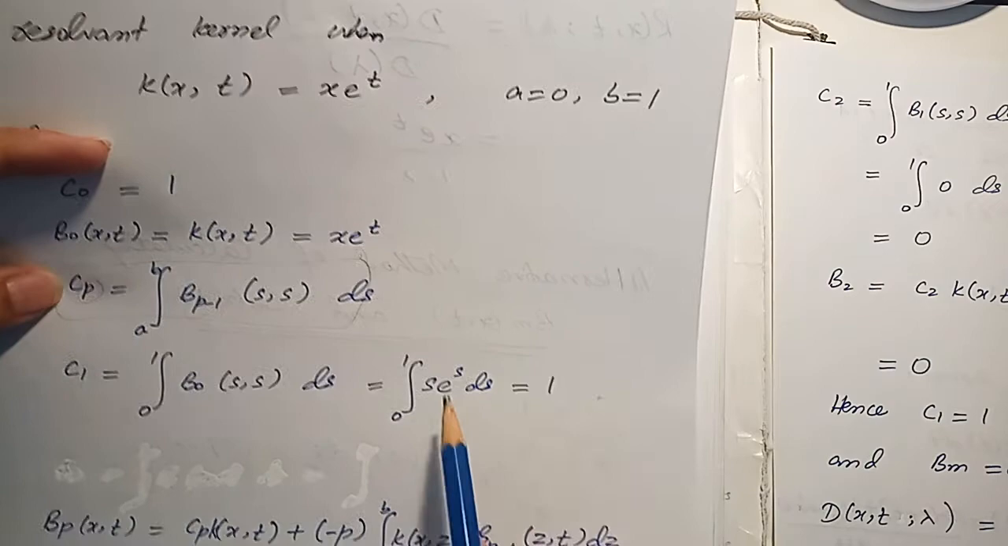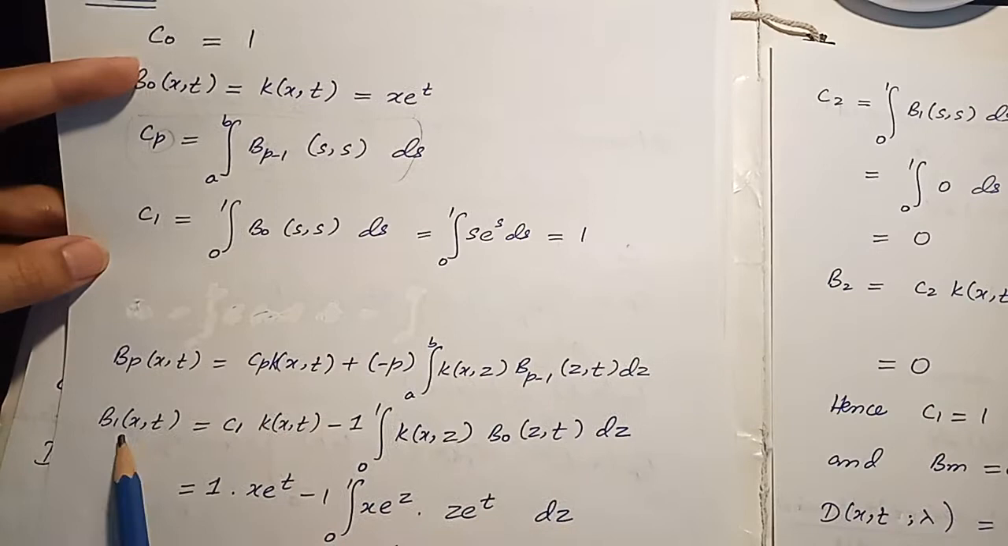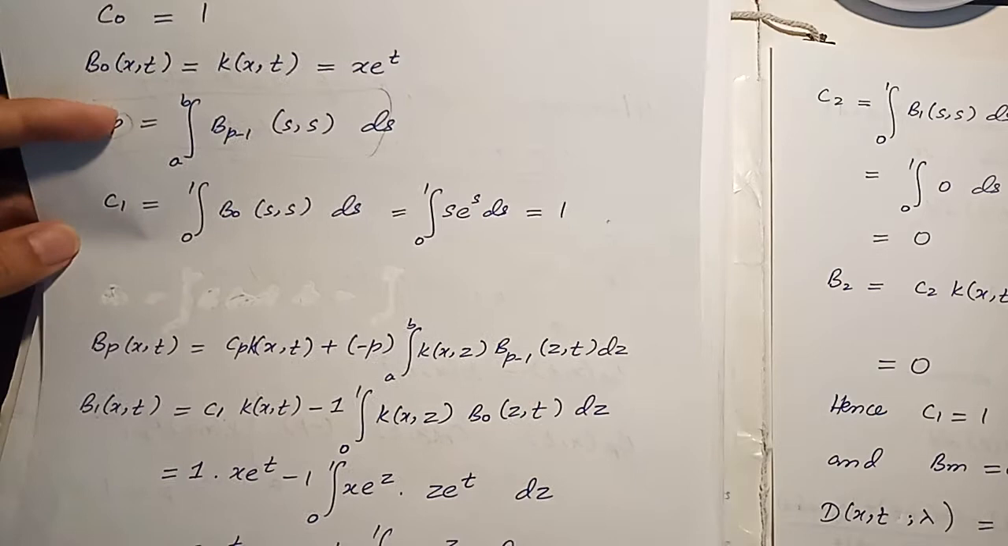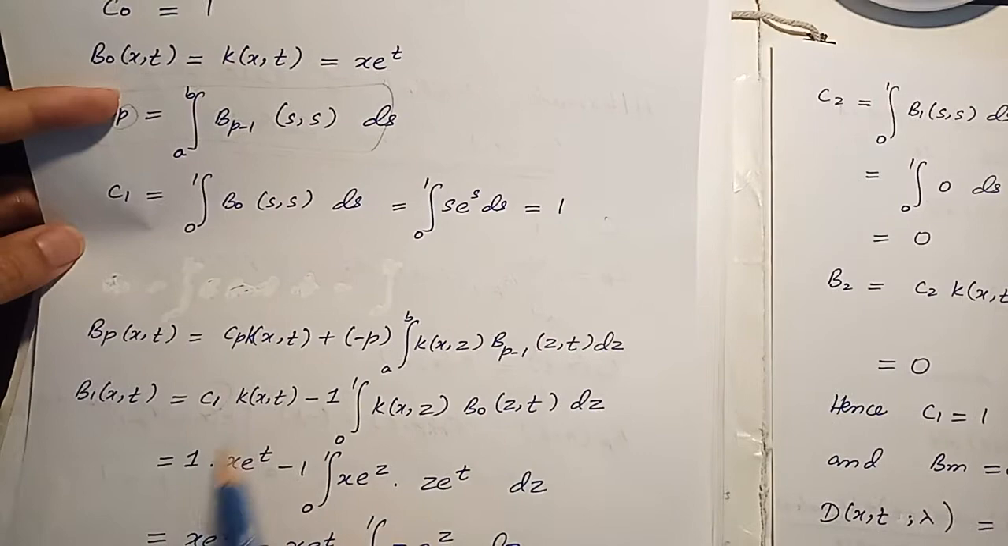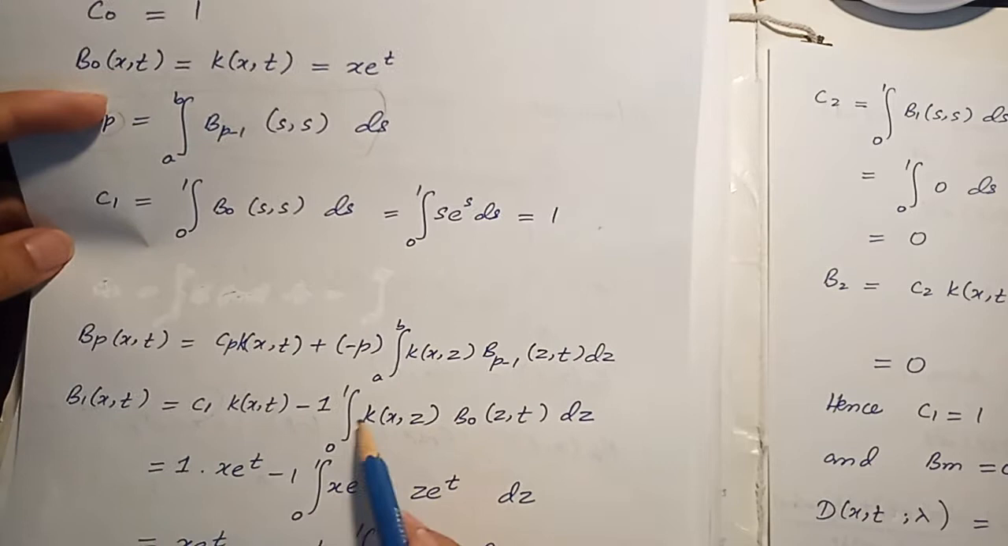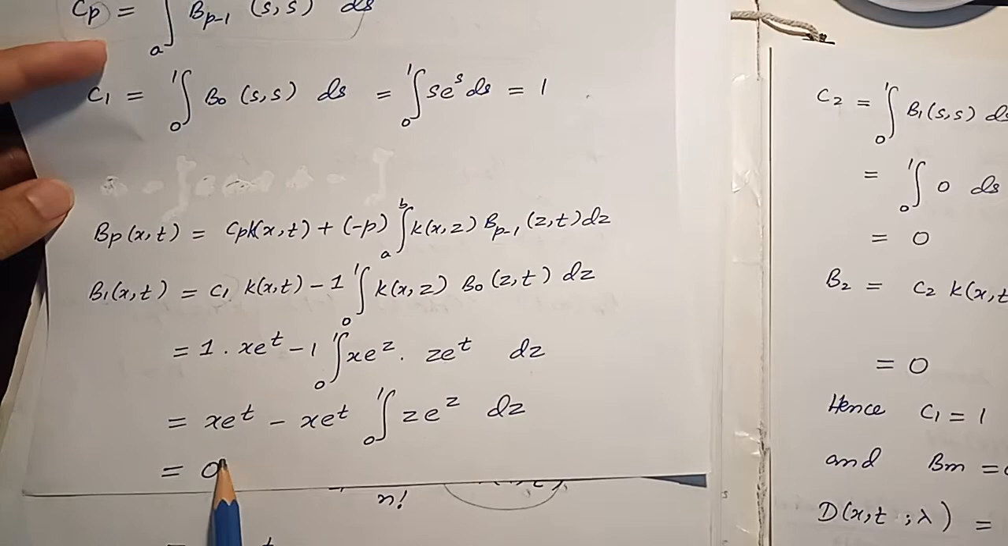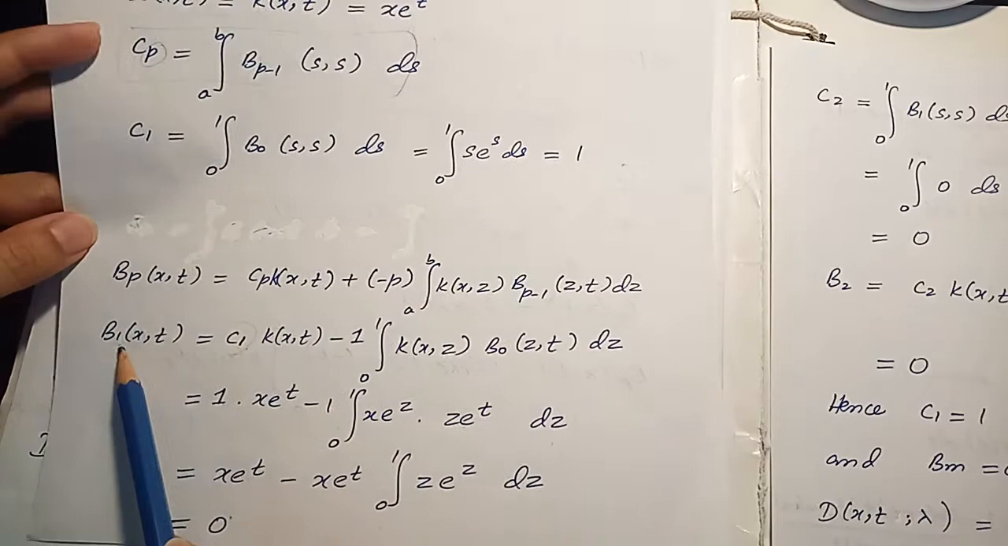Now, let's find the B1. For finding the B1, you will use this formula. In place of p, I am going to use 1. Here, 1 minus 1 is not 0. Plug in the value of C1 you got, that is 1. Plug in the value of K(x,t), p was 1. Plug in the value of K(x,z), plug in the value of B_0(z,t) dz. Just simplify it, integrate it by parts and apply the upper and lower limits, you will get the answer here as 0.